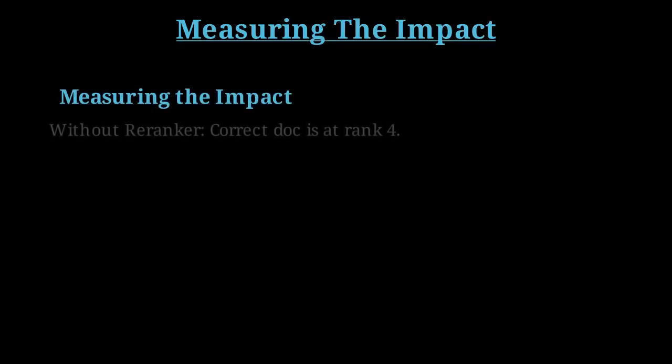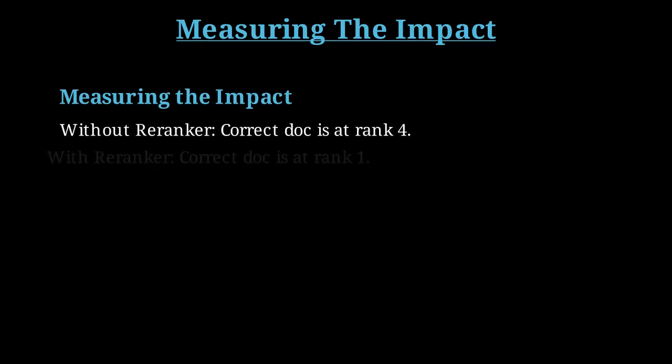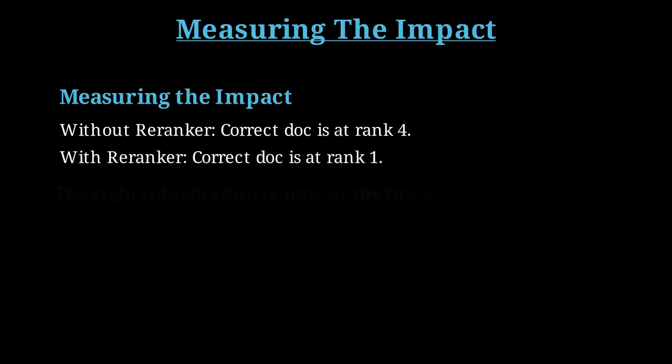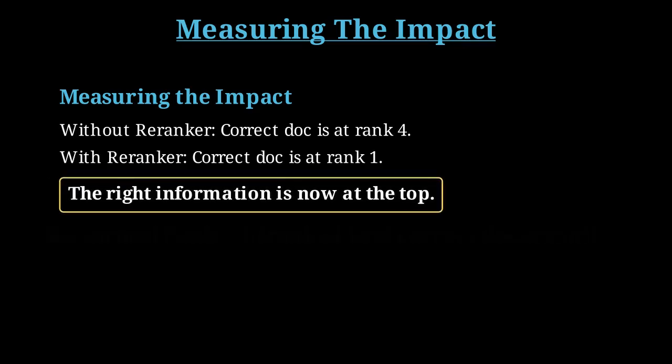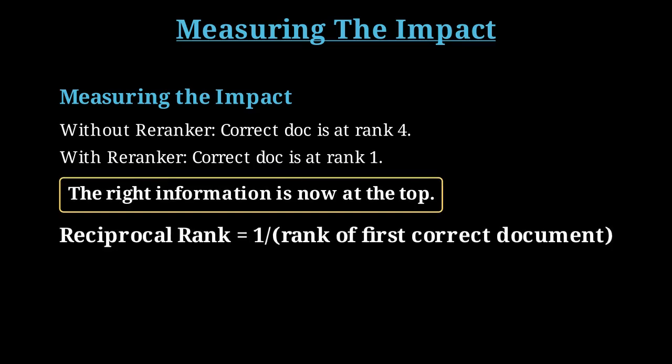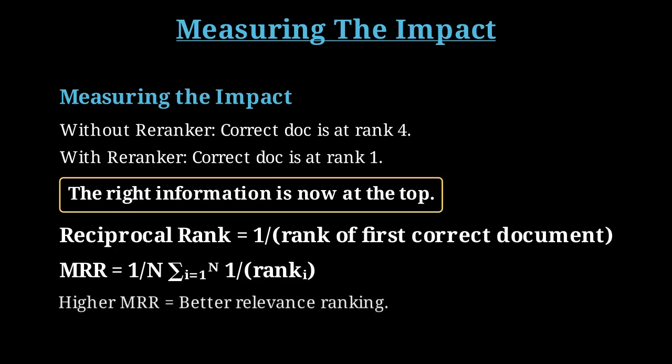We use evaluation metrics. A common one is hit rate, which measures whether any relevant document appeared in our final top K list. Even better is mean reciprocal rank, or MRR. For each query, you find the rank of the first correct document. The reciprocal rank is simply 1 divided by that rank. MRR is the average of these reciprocal ranks over all your queries. A higher MRR means your most relevant document is consistently appearing closer to the top of the list, which is exactly what a Reranker helps you achieve.